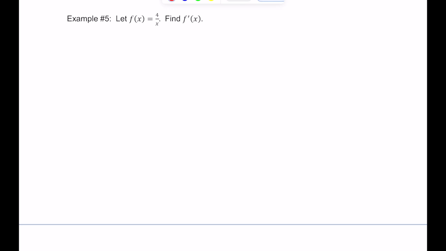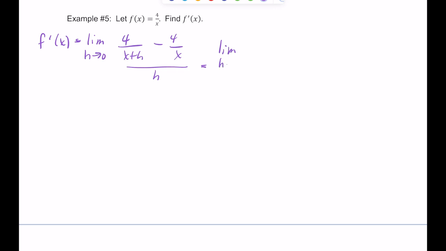Here's another example we have. So we've got f of x equals 4 over x, and we want to find f prime of x. Okay, so I'm going to just do all 4 steps combined. I'm going to plug in x plus h. I actually don't even need these brackets because it's just 4 over x. So it's just going to be 4 over x plus h, and then minus f of x, and then all over h. Okay, so I get the limit as h approaches 0.